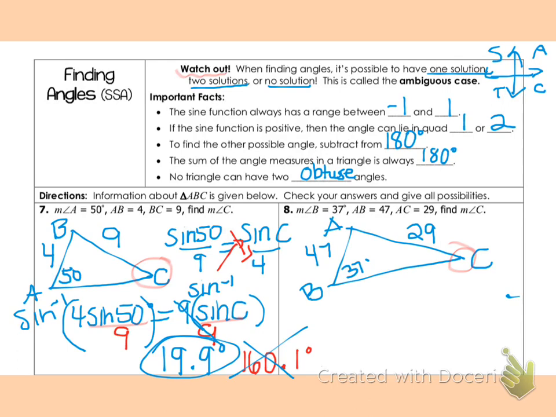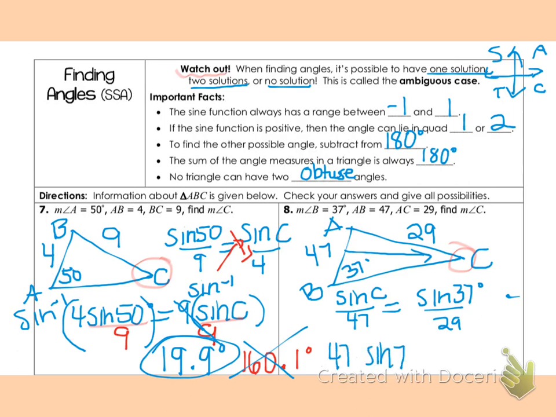So there again, I've got the side across from the angle I'm looking to find. So I could say the sine of C over 47 is equal to the sine of 37 degrees over 29. Go ahead and cross multiply. So that's 47 times the sine of 37 degrees, and that's supposed to equal 29 times the sine of C.